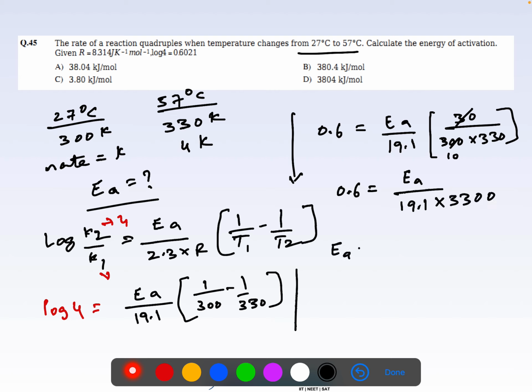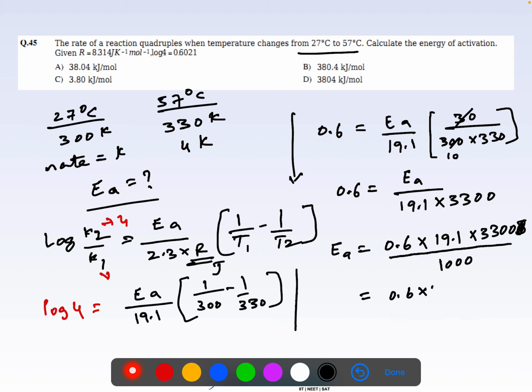So EA will be equal to 0.6 into 19.1 into 3300. Since we have taken R in joules, this answer is in joules. For getting the answer in kilojoules, we divide by 1000. So this is 0.6 into 19.1 into 3.3, which will be equal to 38.04 kilojoule per mole. So the answer will be A.